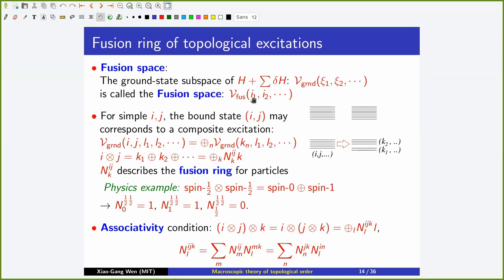Bound states really mean that we have two traps, I1 and I2. We have two traps, and we keep them very far away. You can view the two traps as one trap. Then the two excitations become one excitation. So that's really the fusion.